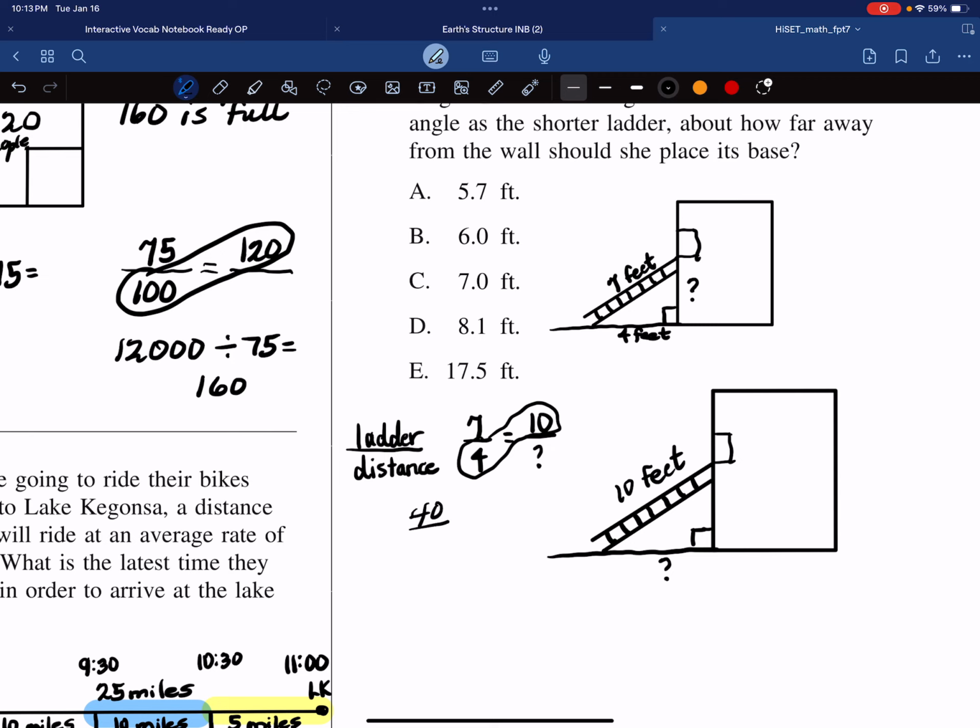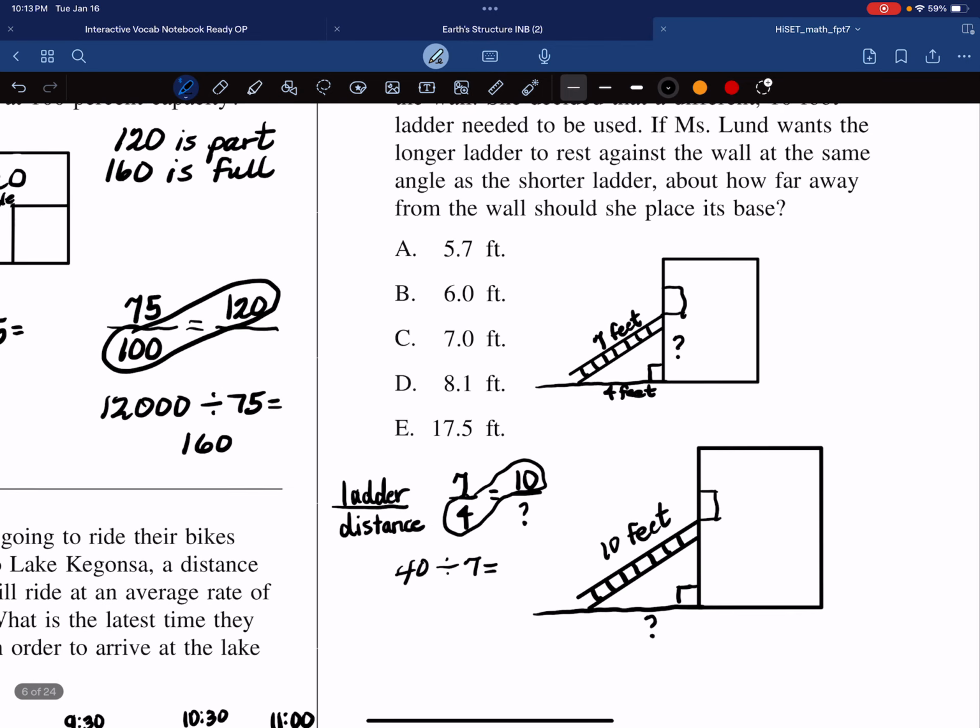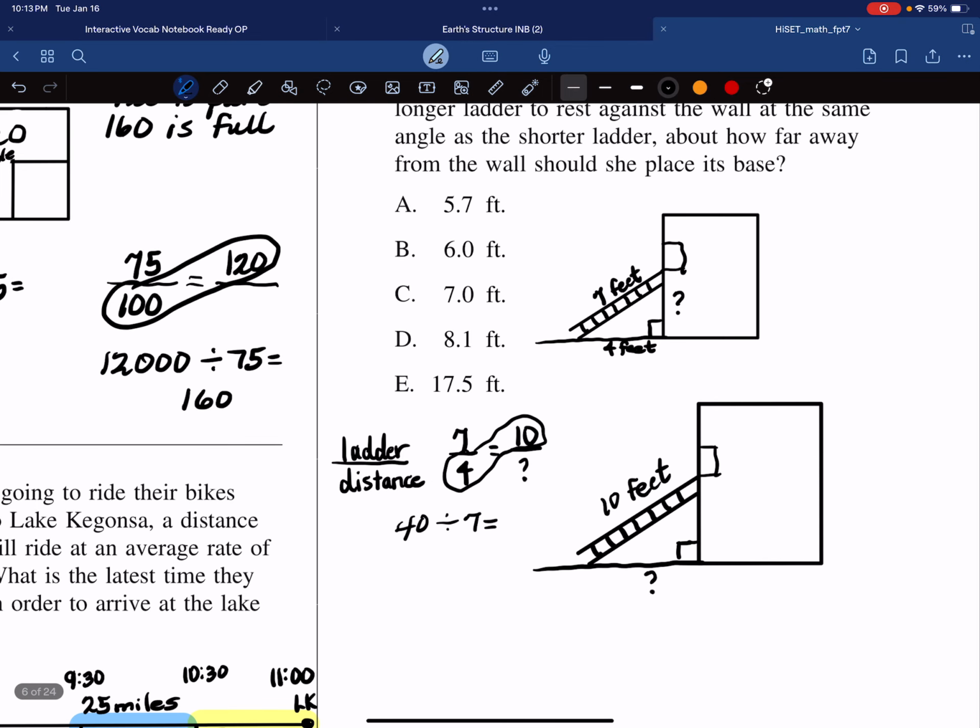40 divided by 7, let me not do it the shortcut. 10 times 4 is 40, and 40 divided by 7 is, and you want a decimal on this one. It doesn't say, well, it does say about how far away. Just be careful. We're not rounding all the way up. 40 divided by 7 is 5.714. So about 5.7 feet.